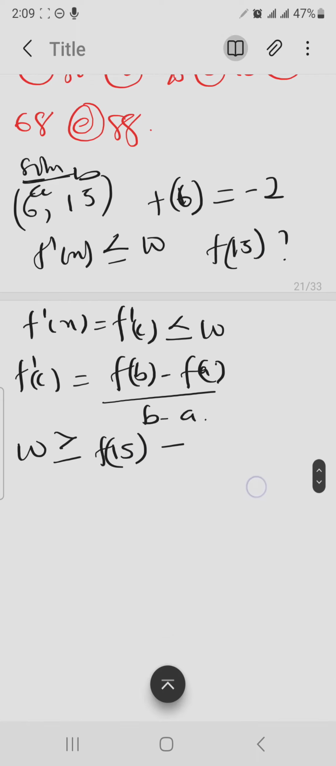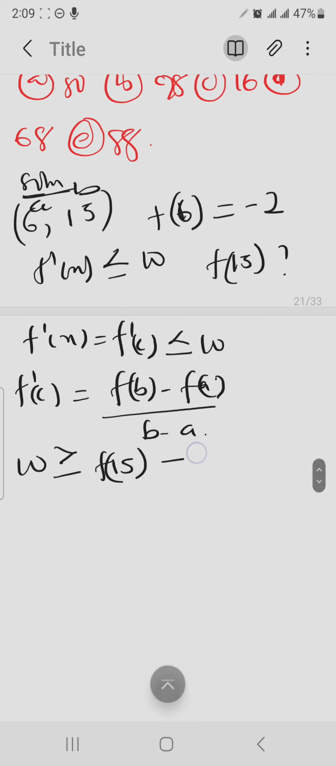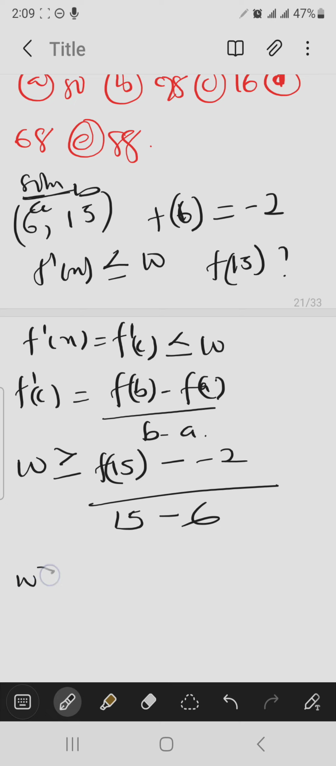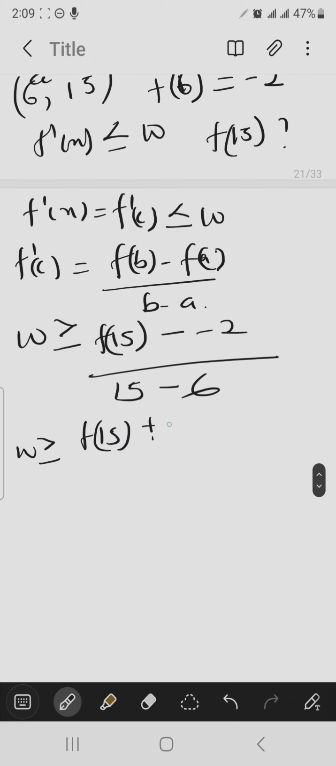Minus, what is our f of a? They said it is going to be minus 2. So minus minus 2 over, what is our b? b originally is 15. And a is 6. And I hope you understand this. So this one will now be 10 greater than or equal to f of 15 plus 2 over 9.